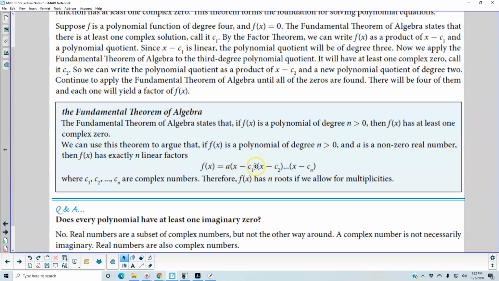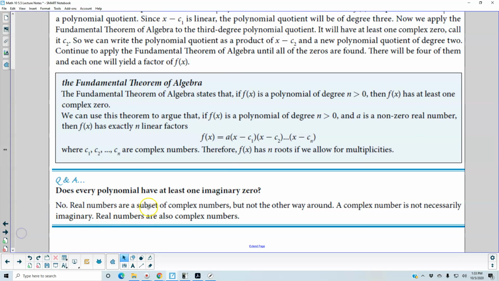So therefore we're going to use this form. F of x is equal to a times x minus c subscript 1 times x minus c subscript 2, all the way to x minus c subscript n, where these are complex numbers, c1, c2, and c subscript n. Therefore, f of x has n roots if we allow for multiplicities.